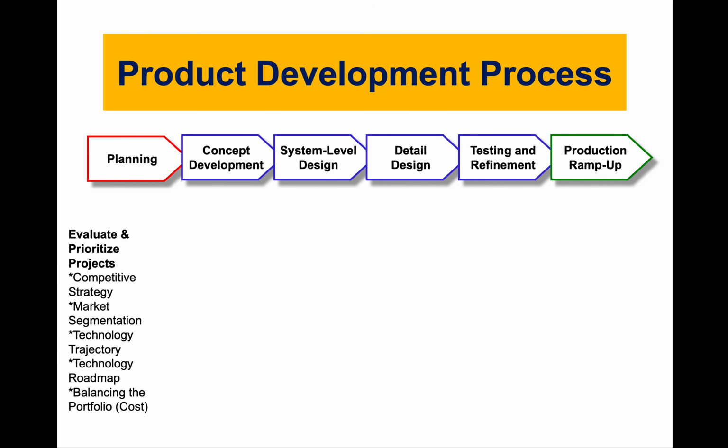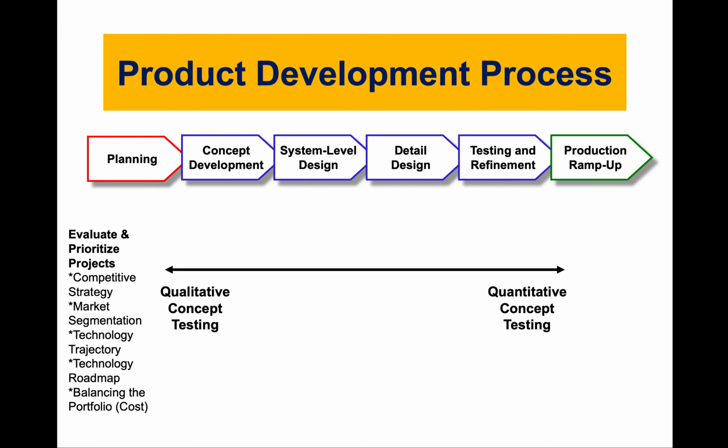So we will rely on all the activities and the skills that we did so far. We did competitive strategies, we did market segmentation, we have technology trajectories, and then we developed technology roadmaps, and we balanced the portfolio. We talked about the costs a little bit when setting final specifications, but we will revisit them again as well. So we are coming to this stage equipped with all these skills and tools.